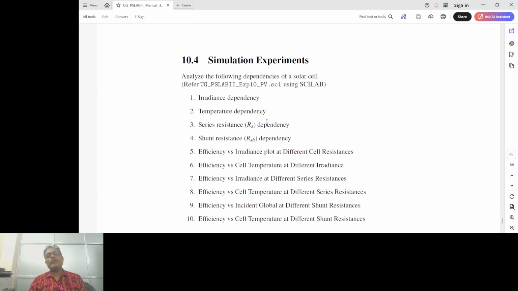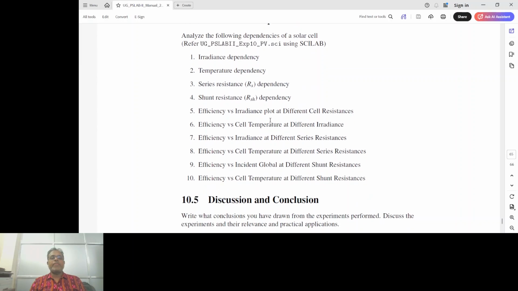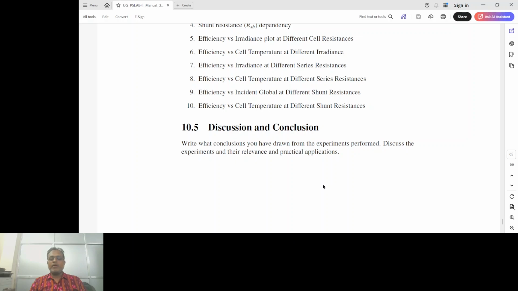So what we are going to do is analyze the following dependencies of the solar cell. Ideally, we should have done this with an experimental solar panel, but since it is not available as of now, we are going to simulate irradiance dependency, temperature dependency, series resistance dependency, shunt resistance dependency, efficiency versus irradiance at different cell temperatures, efficiency versus cell temperature at different irradiance, efficiency versus irradiance at different series resistances, efficiency versus temperature at different series resistances, efficiency versus incident global radiation at different shunt resistances, and efficiency versus cell temperature at different shunt resistances.